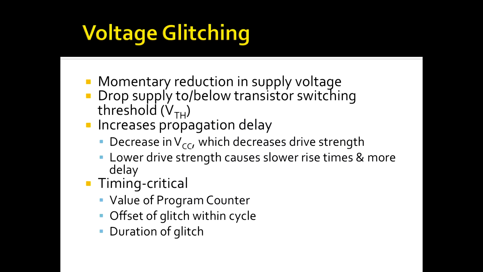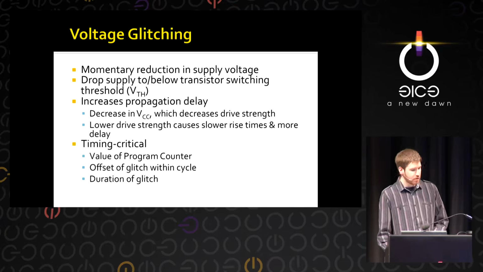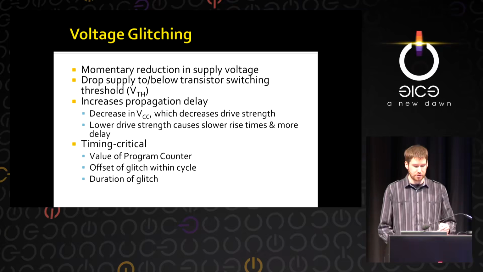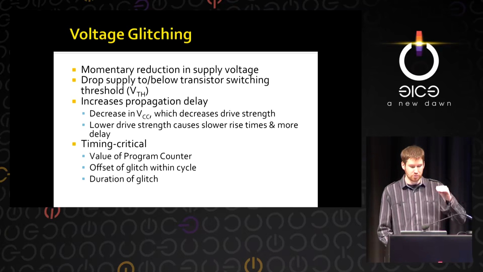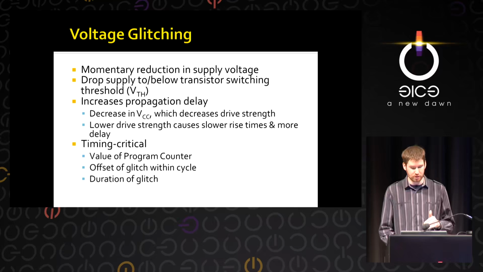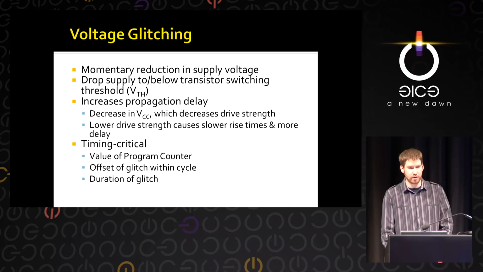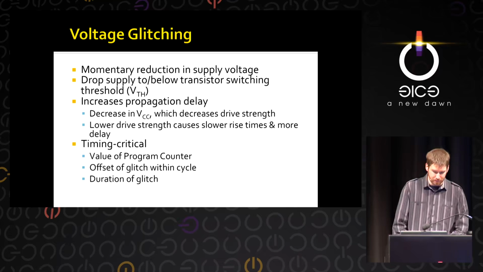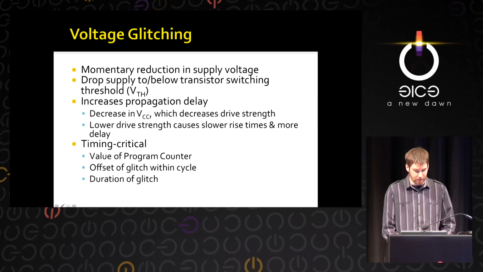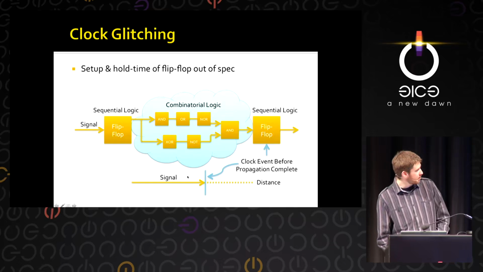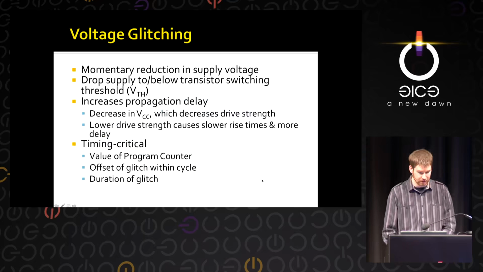So what's the mechanism of voltage glitching? This is a momentary reduction in supply voltage to the device. So what you do is you drop the voltage to or below the transistor's switching threshold. And a rule of thumb is try supply voltage divided by 2 and start from there. It could be lower, it could be higher, but it's a good starting point. So what this does is increase the propagation delay, which is literally the delay of the signal propagating through the device. So it gives you the same end effect.